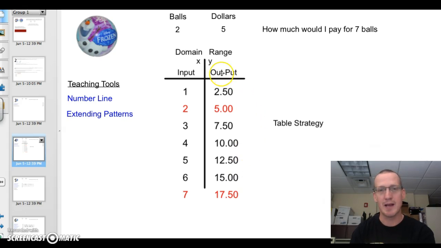And one of the things I like to also connect for kids in here is input is the same as your X and your domain. And kids really get confused in our district with that, and I think it's actually a pretty common thing all the way across. Output is your Y and your range. So those are just some of the things that you want to be looking at as you're working through some of the problems.